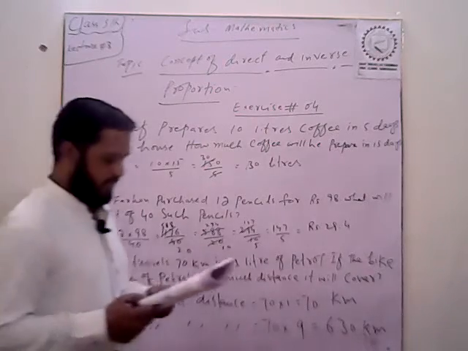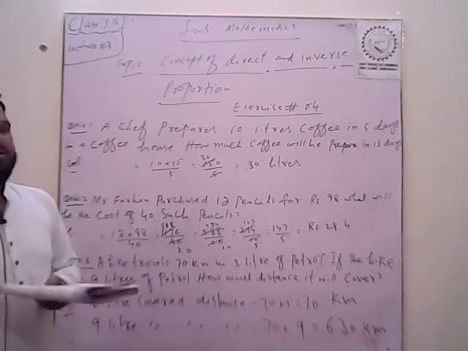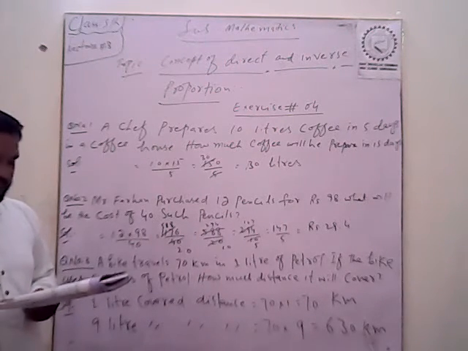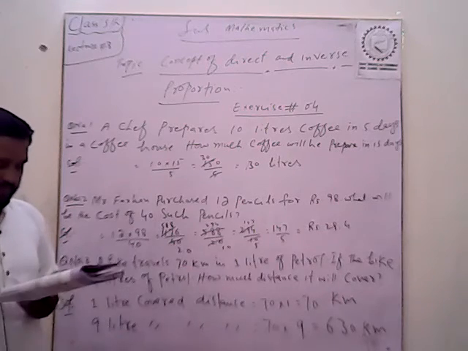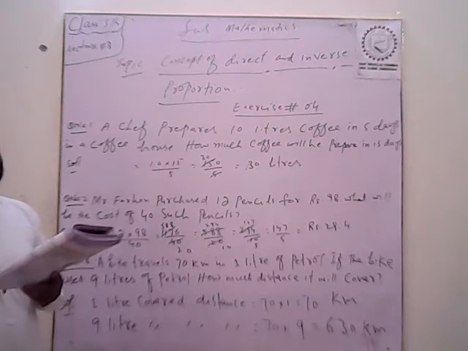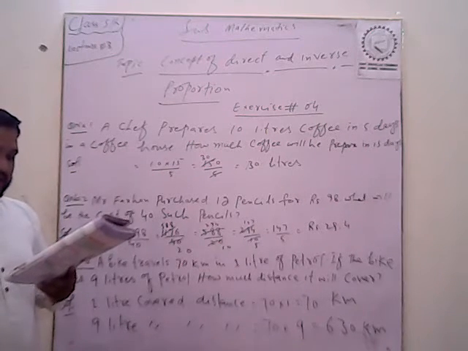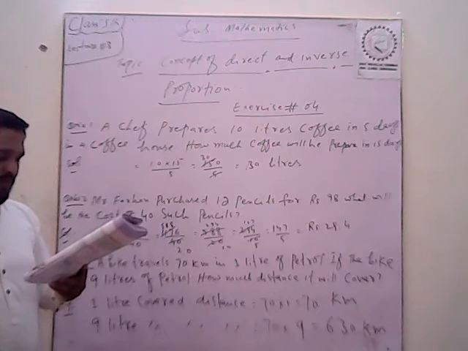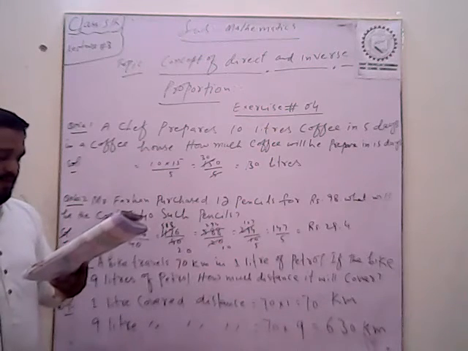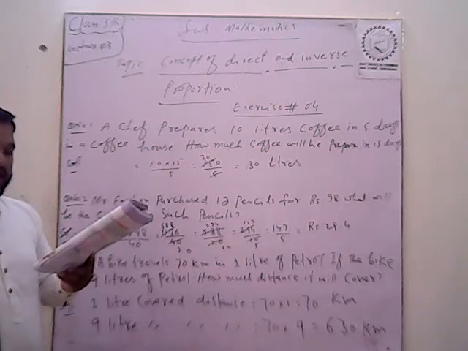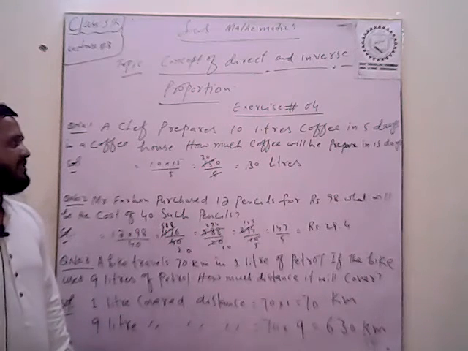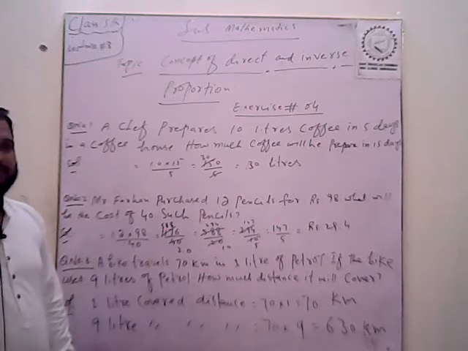For example, more time, more study, less time, less study. Another example, more dish washing soap, more dish washing, less dish washing soap, less dish wash. Another example, more bulbs, more light, fewer bulbs, less light. These are examples of direct proportion.